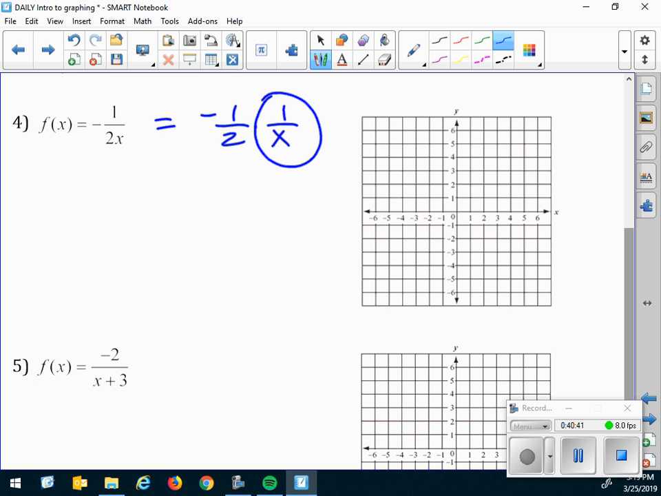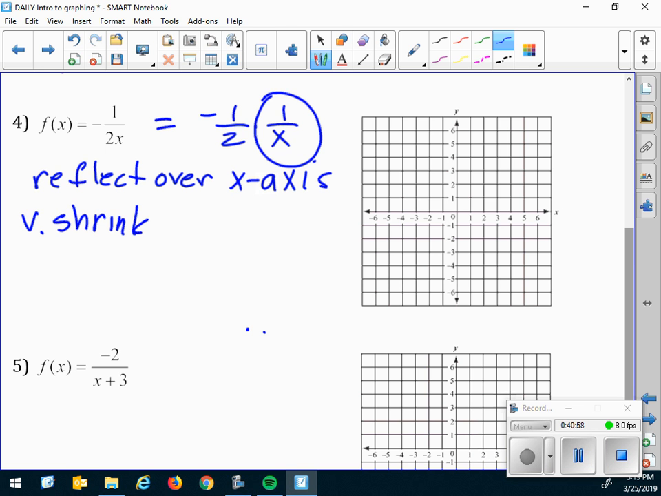And what does the negative do? Over the x-axis. So you're going to write reflect over x-axis and vertical shrink by 1/2.